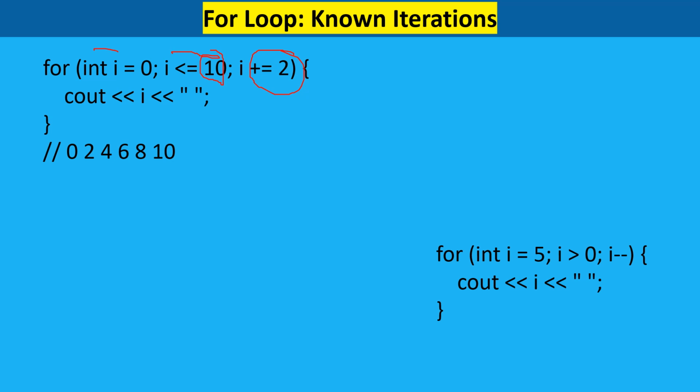And another program. Initialize the loop to begin with i equal to 5, and the loop continues while i is greater than 0. The value of i is decreased by 1 after each iteration. So what would be the output? The output displays numbers from 5 down to 1.